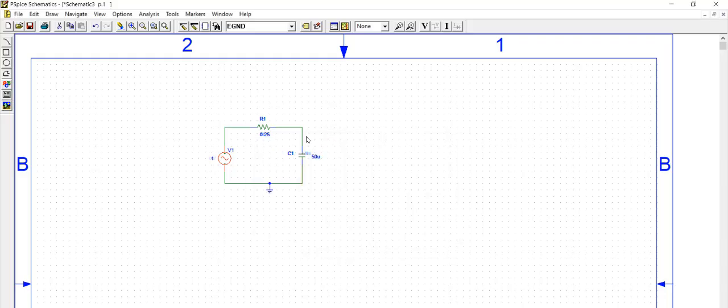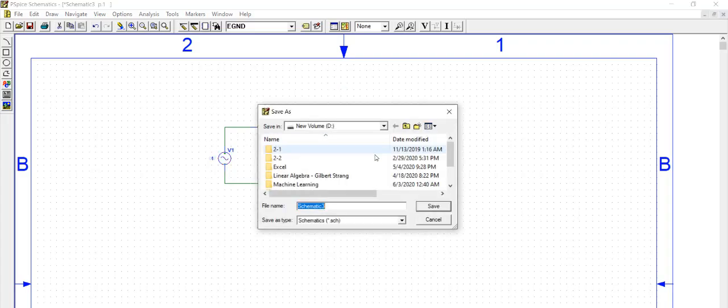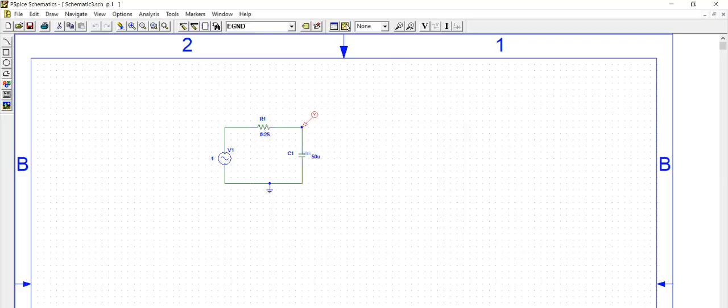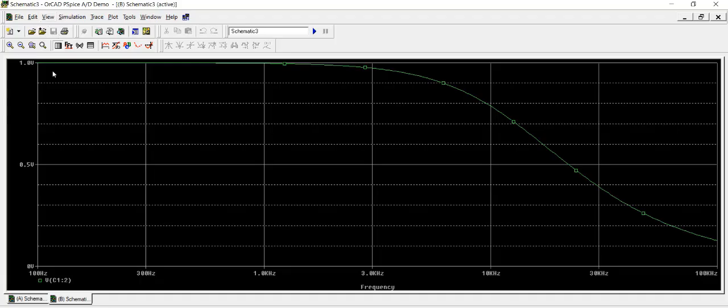Now if we want to see the voltage at this point, take a voltage marker and place it. Let's save the program and run this. Now this is our output voltage. We can see that as we increase our frequency, our voltage is decreasing. So this is a low pass filter. Now we have to determine the cutoff frequency of this filter.